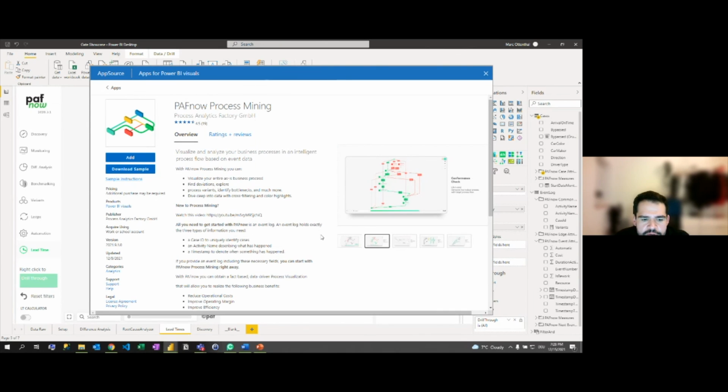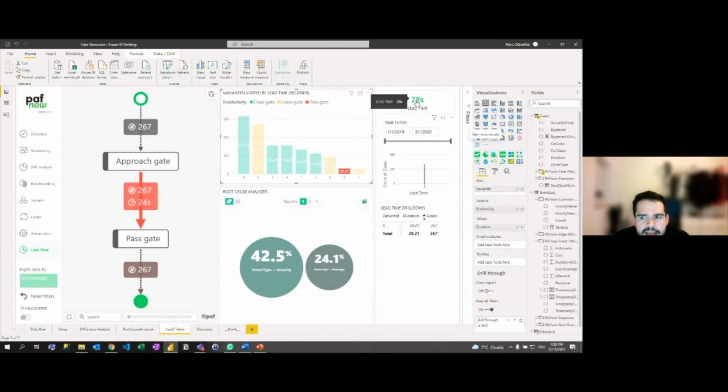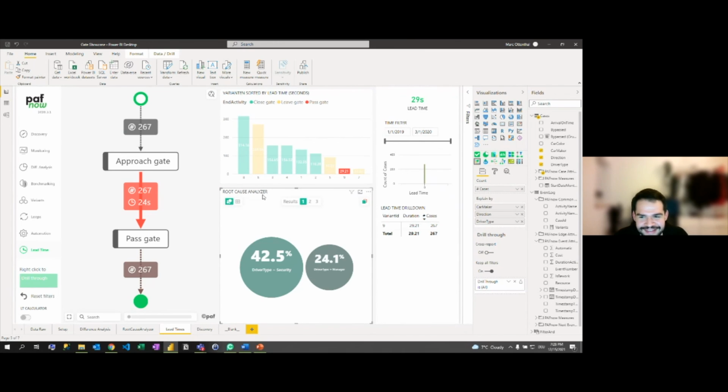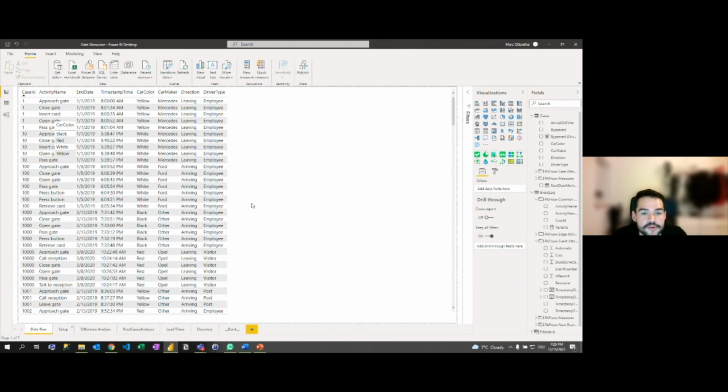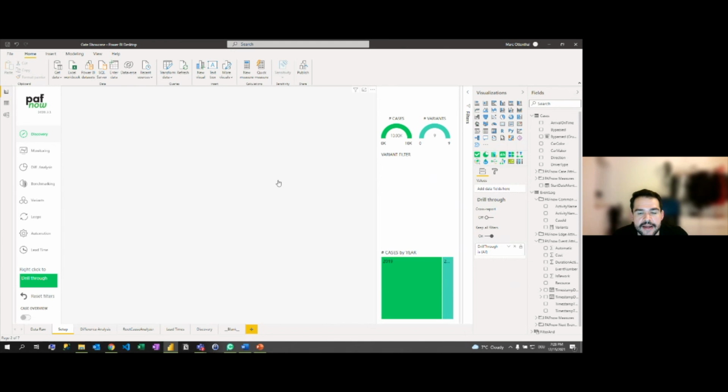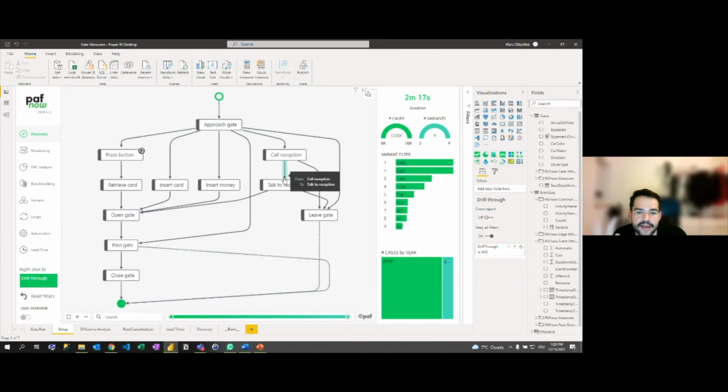And all of the other visuals we've seen today were basically from Power BI. I think the lead time, we do some kind of shenanigans, but you can somewhat also do it with a card. But everything else, and the root cause analyzer, unfortunately, is not included in that. But yeah, the Process Explorer, which is what we call the heart of process mining, you can already try out with the case ID, the timestamp, and the activity name.